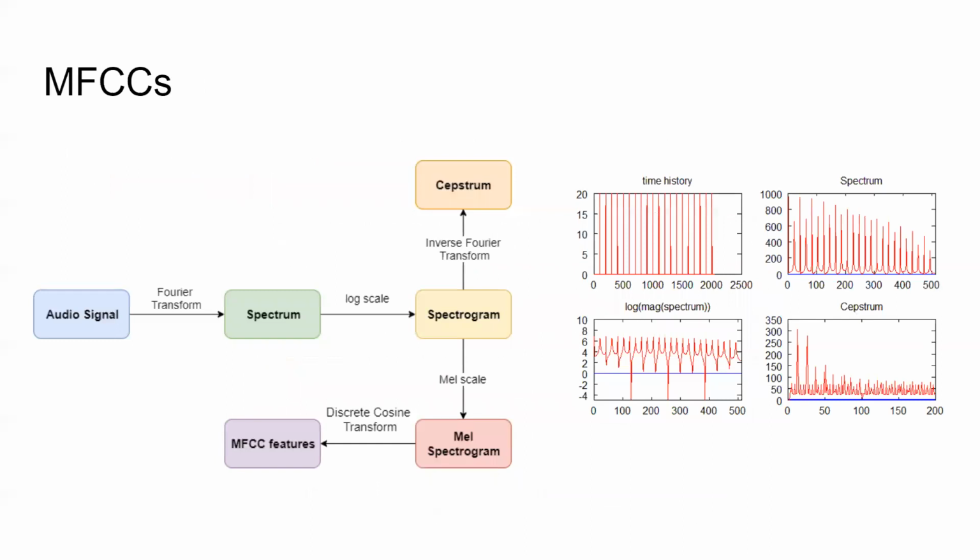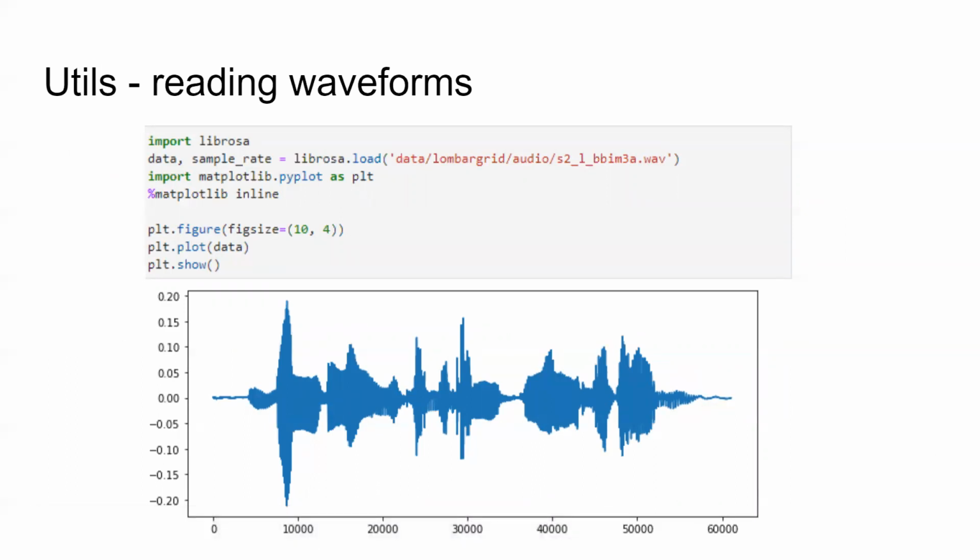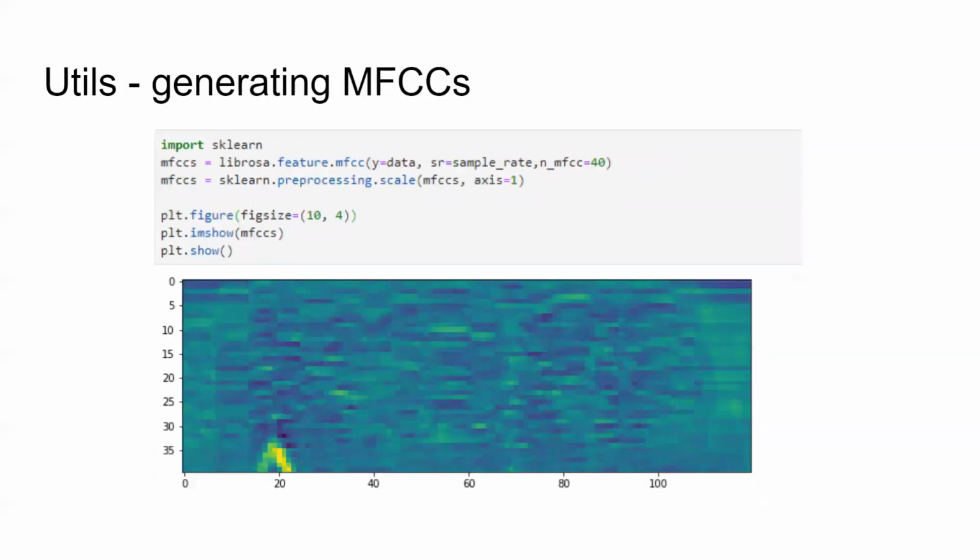On this slide, you can see how we can receive one form of audio representation from another. So, the Mel frequency cepstral coefficients are obtained from the Mel spectrogram via discrete cosine transform. Fortunately, these methods are already implemented in packages like Librosa, and we don't need to implement our own transforms. Here you can see an example of reading an audio file and showing its waveform. Then we transform this waveform into MFCCs and scale it to see the difference in coefficients. So, now we can work with audio and represent it in a form appropriate for machine learning algorithms.